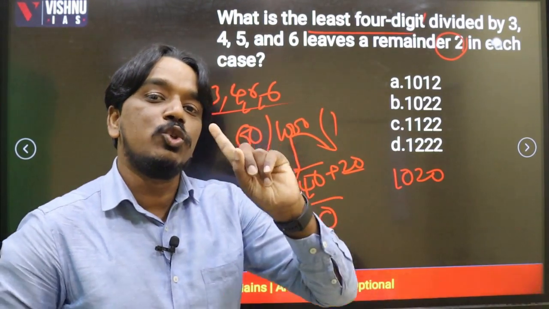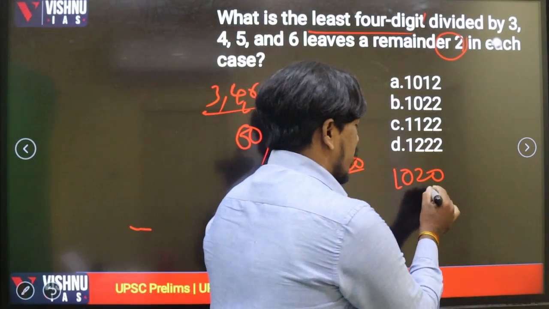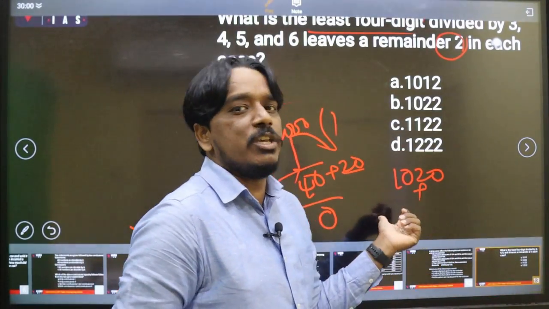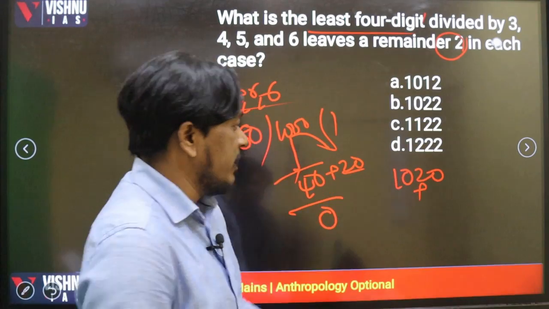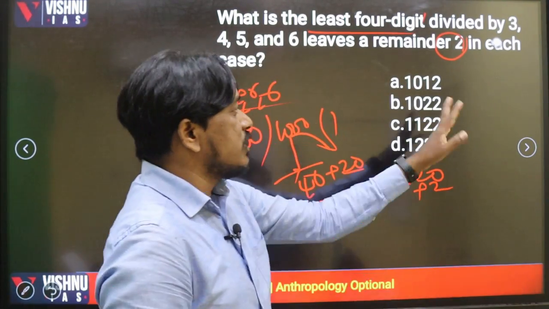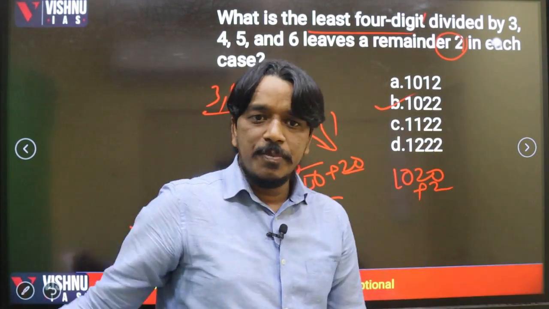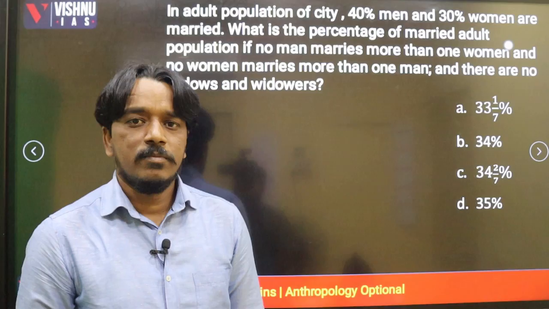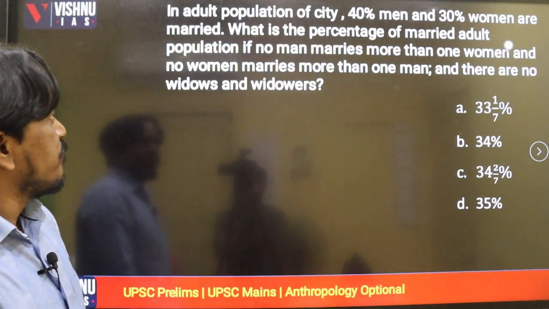Finally, what do we have to get? 2 remainder. Just add an extra 2 here. At present 1020 gives 0 remainder, but finally we have to get 2 remainder, so just add 2. So 1022 is the correct answer. Very simple. Clear? So next question we'll see here.